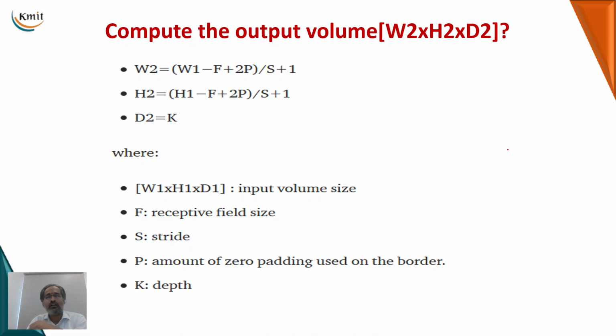Now the computation of the output volume, how we can compute, is straightforward with the formulas. What is the width, what is the height: W minus F, where F means the filter size, or the receptive field size, divided by S plus 1, where S means stride. And then D means depth, meaning how many kernels we are using, how many filters we are applying. So that is the depth.